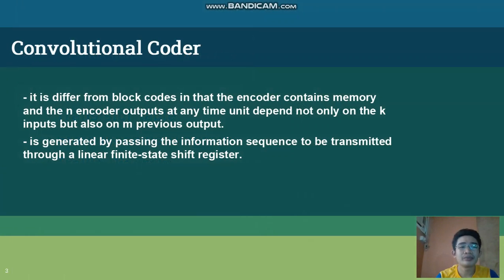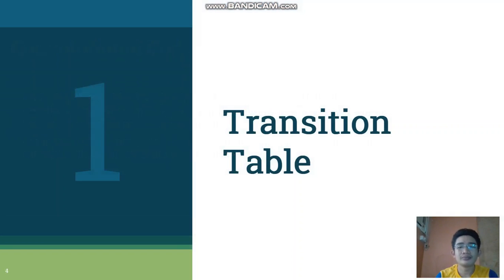Let's proceed. A convolutional coder differs from block codes in that the encoder contains memory, and the encoder outputs at any time unit depend not only on the k inputs but also on the m previous inputs. It is generated by passing the information sequence to be transmitted through a linear finite state shift register. Let's proceed.